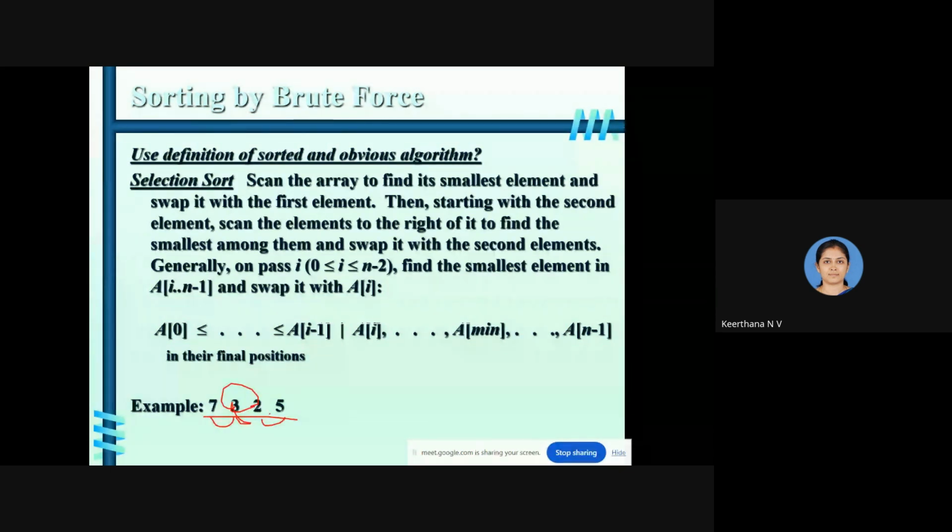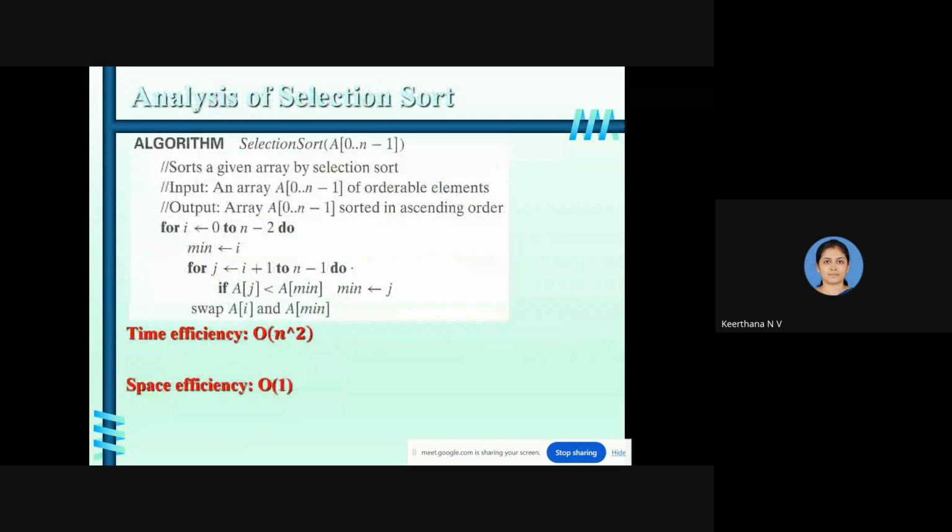How long will it extend? From 0 to n minus 2. It will follow this algorithm. So this is the algorithm of a selection sort. It extends from the zeroth element to n minus 2. If a minimum element is found, it is assigned to the minimum variable. Again, the for loop extends throughout the array. If there are any unsorted combinations, you sort and swap them.